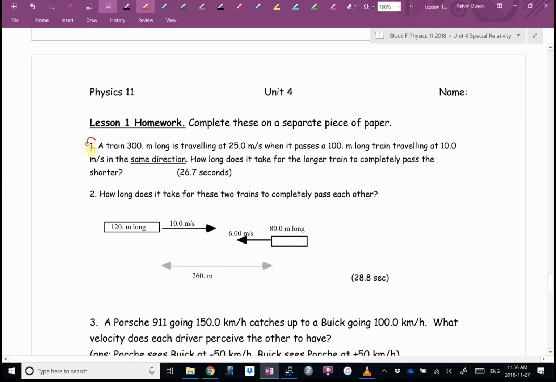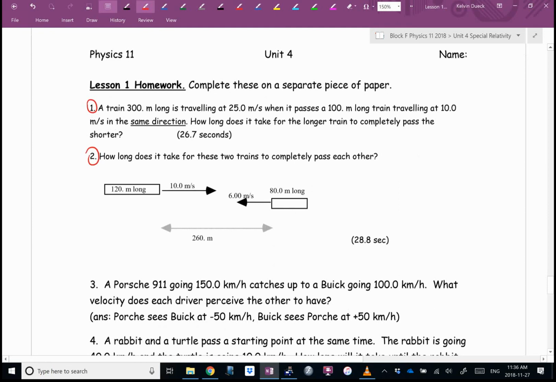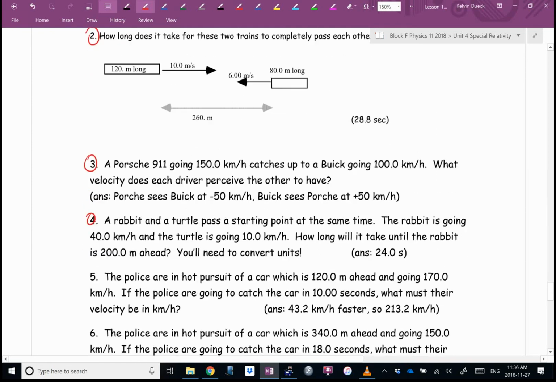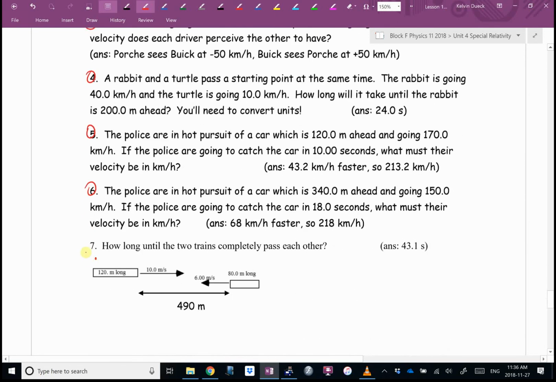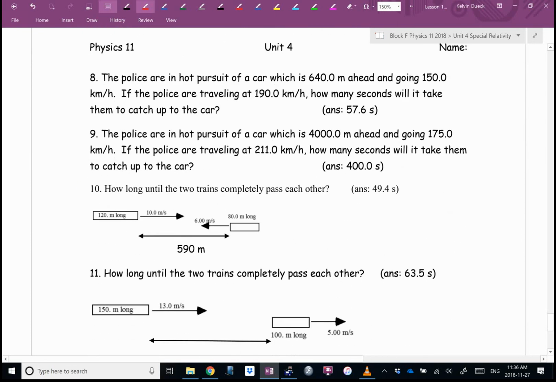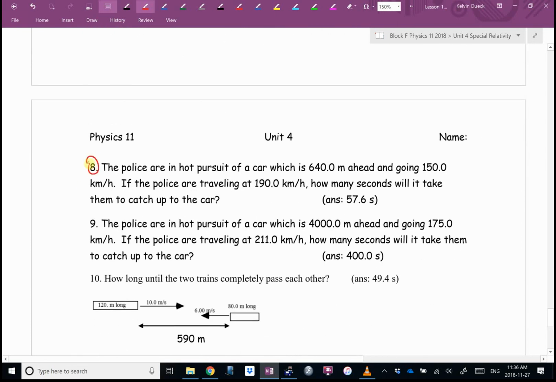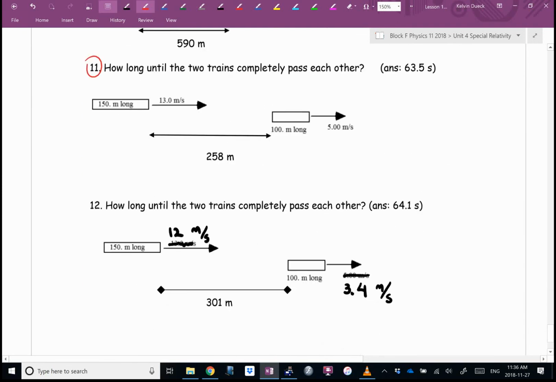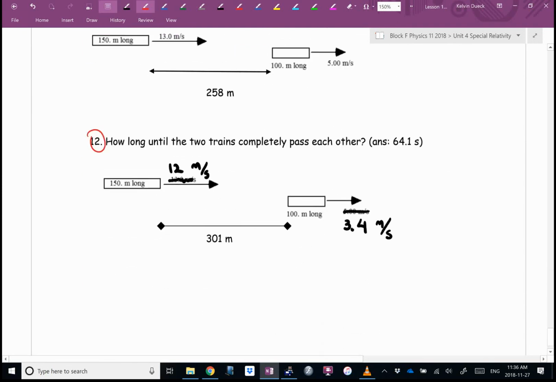So number 1, number 2, 3 is good, 4 is good, 5 is good, 6 is good, 7 is good. I'm going to assign most of these, but not all of these. Maybe I'm going to assign all of these. 8, 9, and 10 are good. 11 is good. I thought there was a question that I didn't like. Maybe I nuked it finally. Never mind. 12. Yeah, all the questions, because I got rid of the questions I didn't like.